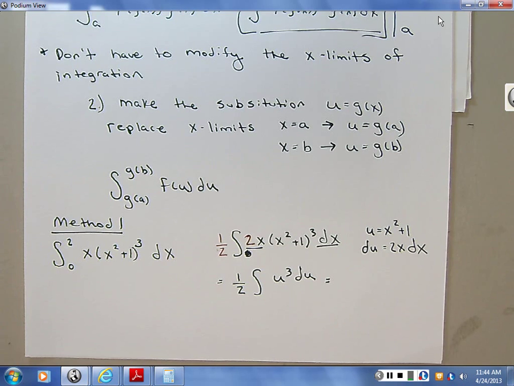So does everyone see where that 1/2 came from? Because 2 over 2 is 1, but I'm going to pull this 2 inside here because I need a 2x dx to replace that with du.